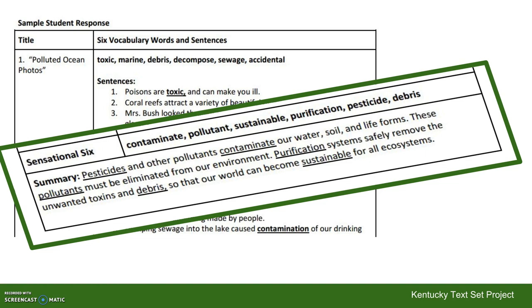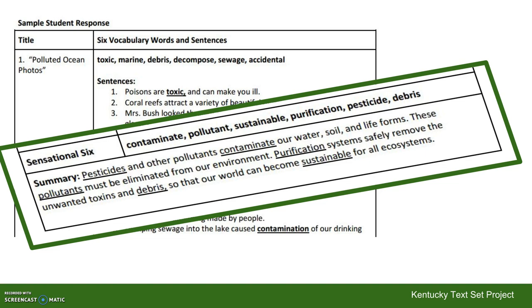You can have Sensational 6 or Fabulous 5 or Fantastic 4. The number is not important, but the building of vocabulary among the related texts is clearly a benefit of the text set process that we want to capitalize and draw attention to, pointing out explicitly to students what they're learning and how.